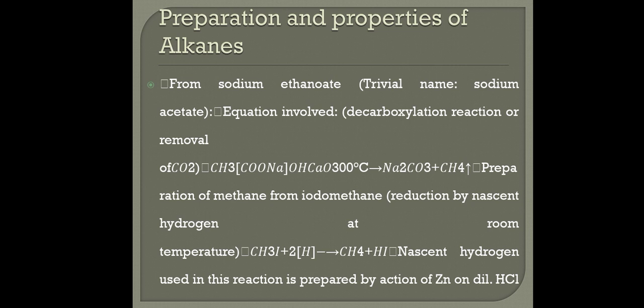Preparation of methane from iodomethane, reduction by nascent hydrogen at room temperature. So iodomethane CH3I plus 2H gives CH4 plus HI. Nascent hydrogen used in this reaction is prepared by action of zinc on dilute HCl.